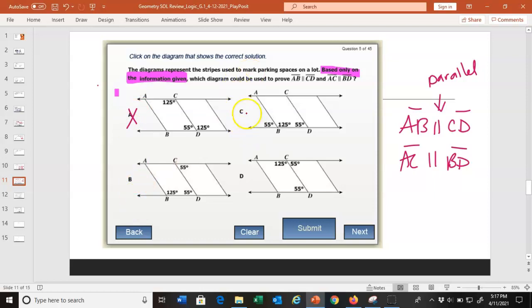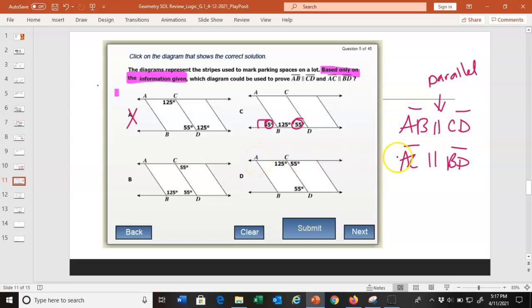Let's look at C. We're looking at AB and CD. We do have angle measures on both of those lines. That's nice. We have this one and this one, and those are corresponding angles. The diagram is just drawn differently, but you can still see that those are in the same position, right? They're both on the left bottom here, and they're congruent. So that's true. AB is parallel to CD.